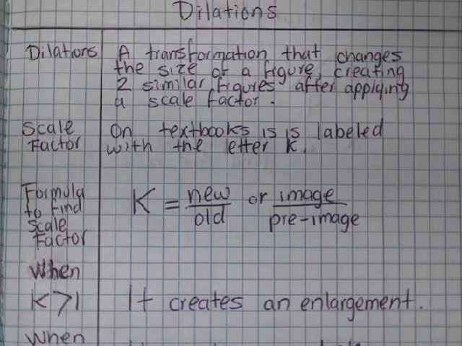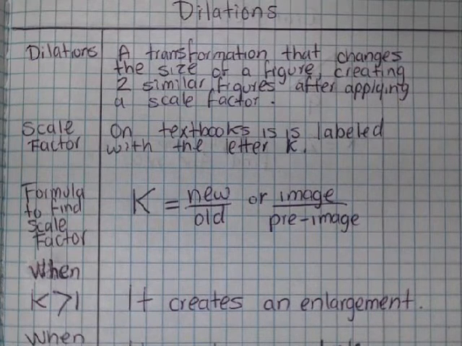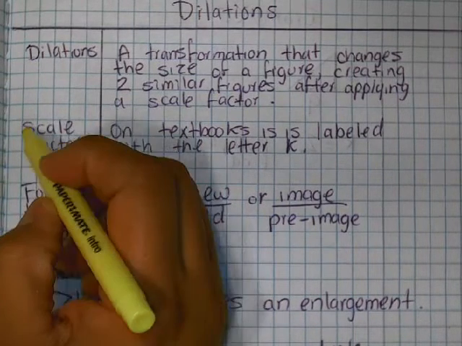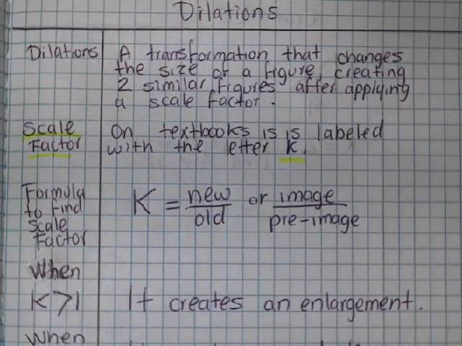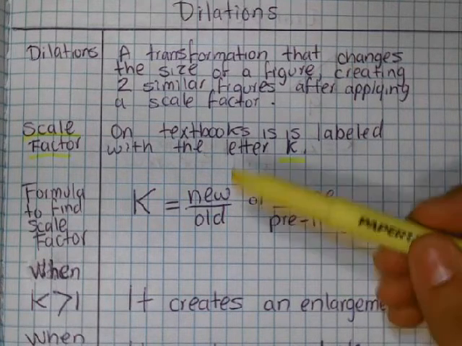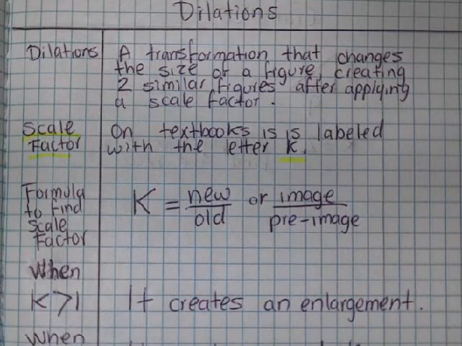Dilations is a transformation that changes the size of a figure, creating two similar figures after applying a scale factor. Remember the scale factor? Many of the textbooks label it with the letter K. The formula to find the scale factor is given by the ratio of corresponding sides when the new corresponds to the old.